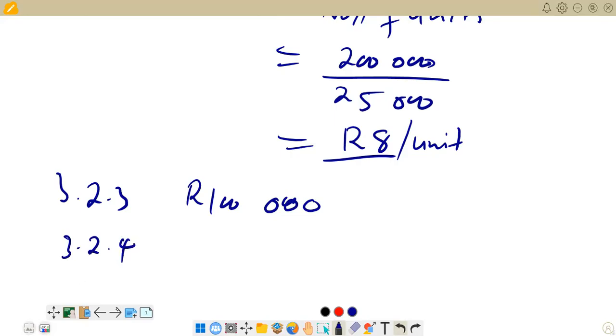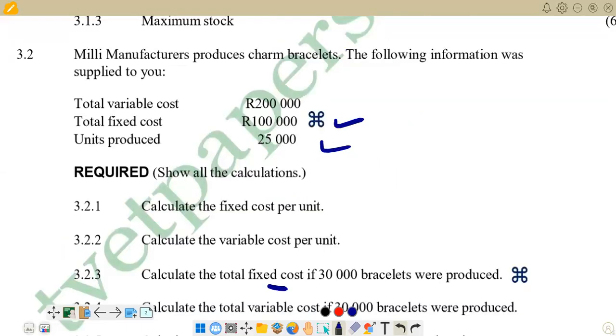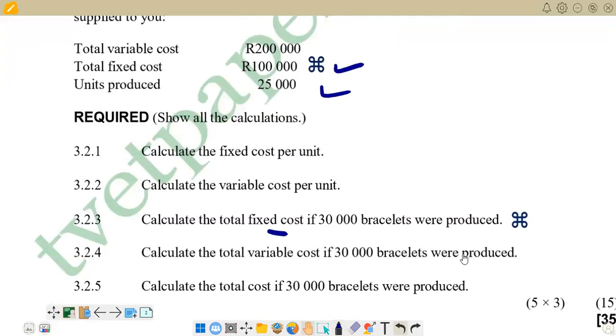3.2.4 now says, calculate the variable costs if 30,000 bracelets were produced. Variable cost now varies with the level of production. So what we are going to do is we are going to say variable cost per unit times the number that we are given there, 30,000, to get the variable cost for 30,000 bracelets.